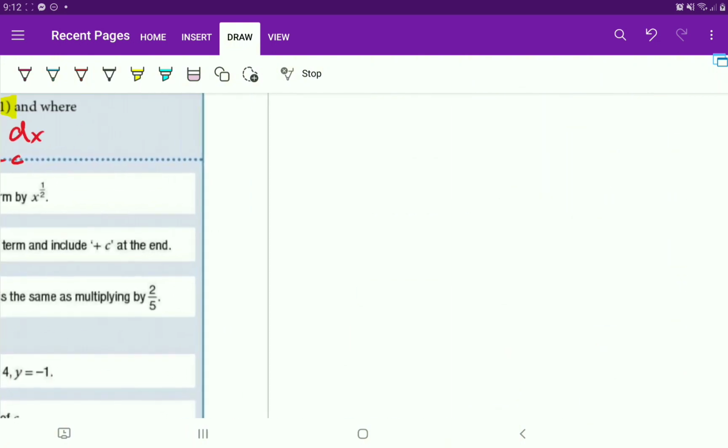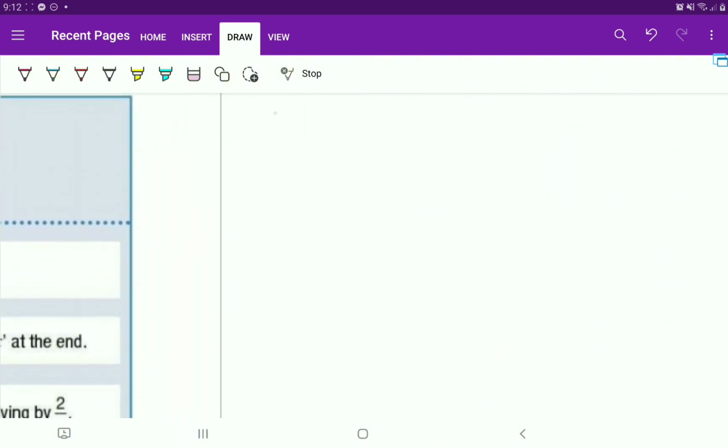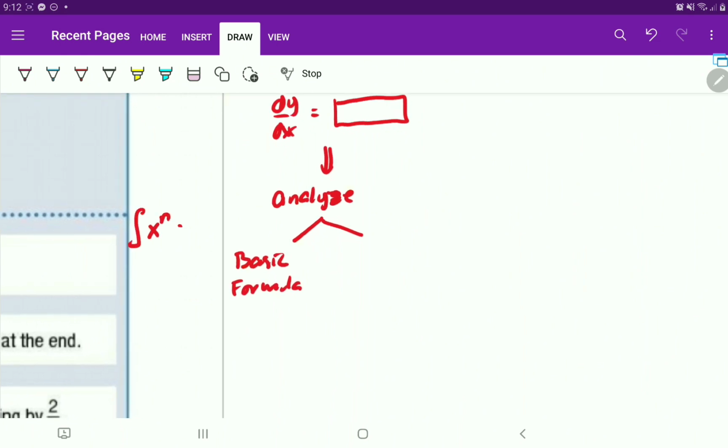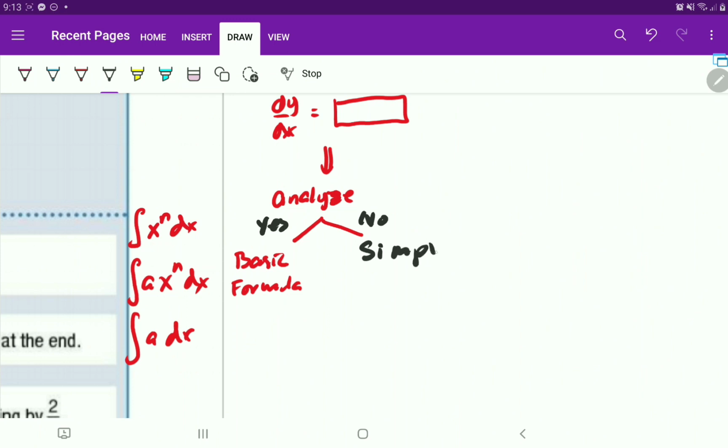Now let's try to write down the steps for that. So the first step is, again, if you have the question, let's say you have dy/dx is given. The first step that you need to do is to analyze if you can apply the basic formula. What are the basic formulas? The one that we have learned, the integral of x to the n dx. If you can apply this one, then use it. What about if no? If no, then you simplify first.